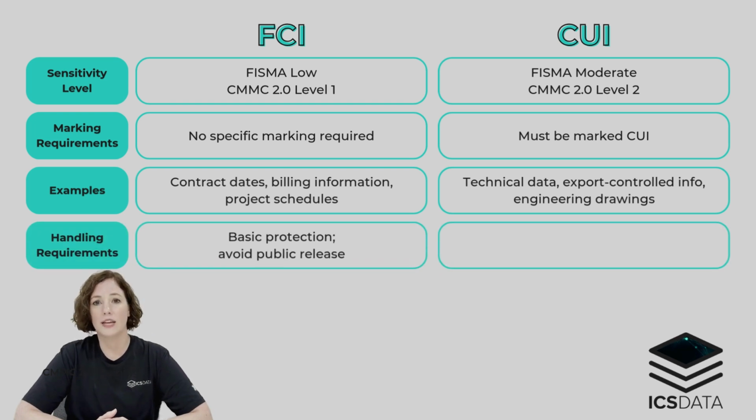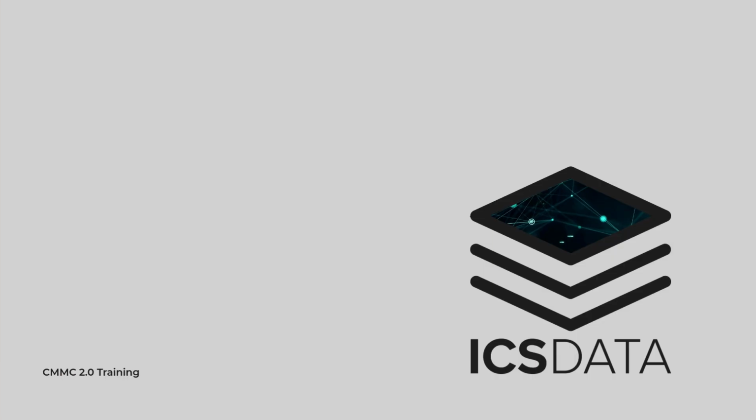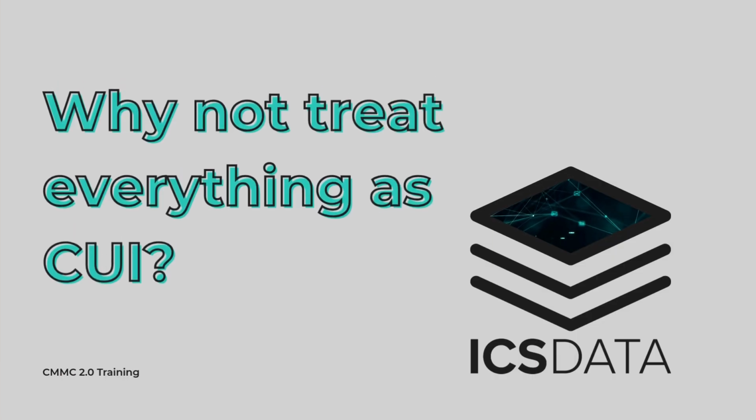FCI requires basic protection to prevent public release. CUI, on the other hand, must be handled with strict controls and secure systems. It might seem safer to treat all information as CUI, but that's inefficient and costly. Overclassifying information can lead to unnecessary security burdens, increased compliance costs, and operational slowdowns. Instead, understand the distinctions, apply the correct controls, and ensure your team is trained to recognize and handle each type appropriately. I hope you now have a greater understanding of CUI and FCI.